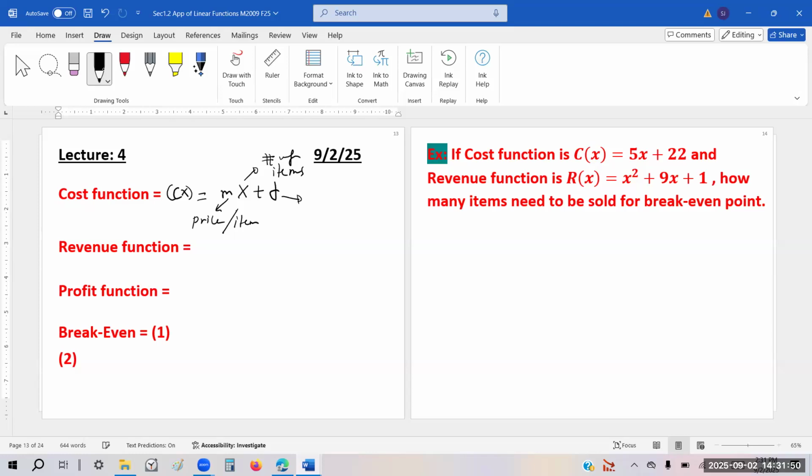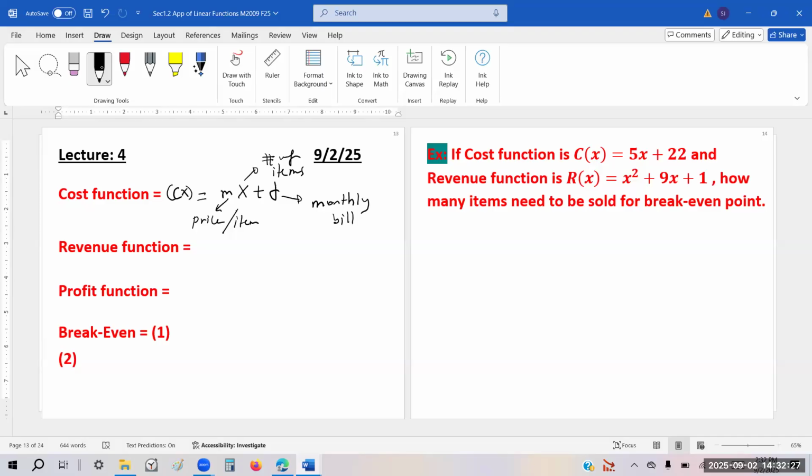And what is D? The fixed price, like the monthly pay. We call it overhead cost. It's like the monthly bill. So the number of items times the price per item, plus your monthly cost, your monthly rent, monthly bill, monthly everything.